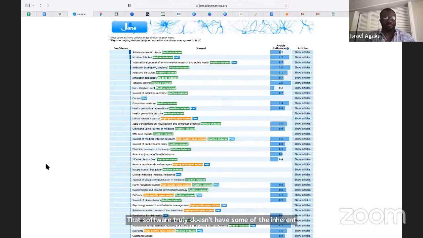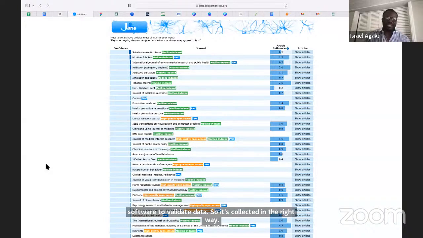A common example is data cleaning. We have all accepted in the scientific community that data cleaning is normal, but there's nothing normal about data cleaning. Data cleaning arises because it's a failure of the software to validate data so that it's collected in the right way. That's just a common example, right?